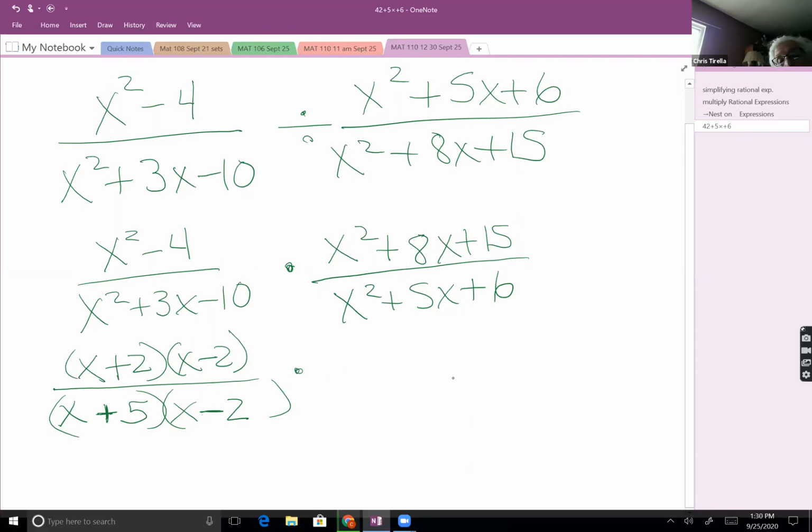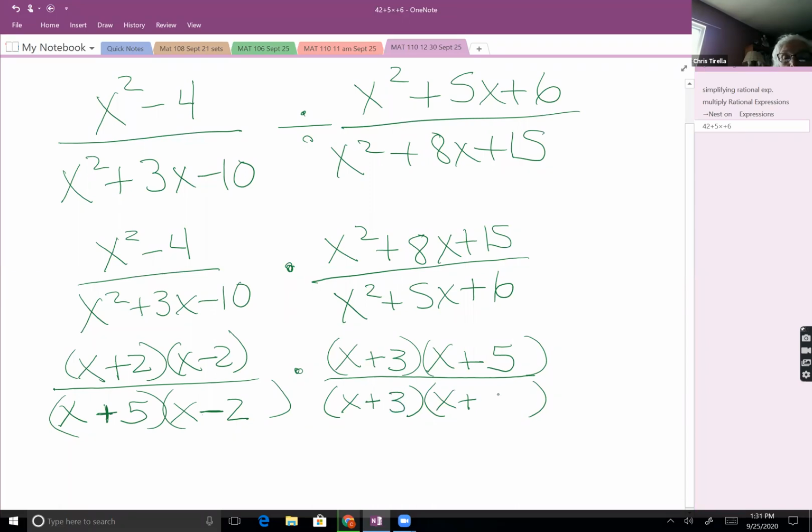Then next numerator, I have to factor. X squared is x times x. Because that's positive, my signs are the same. Multiply to 15, give me 8. I think 3 and 5 will do it. And then that denominator, x squared plus 5x plus 6. To get x squared, x times x. Because that's positive, my signs are the same. Because the middle one's positive, they're both pluses. Multiply to 6 and give me 5. I think that'll be 3 and 2.